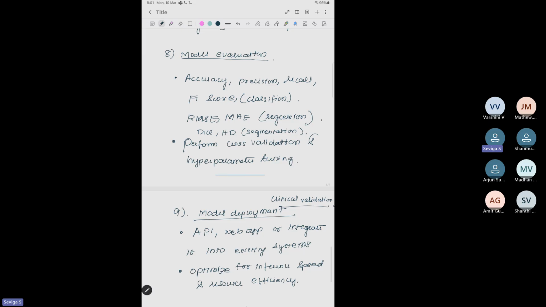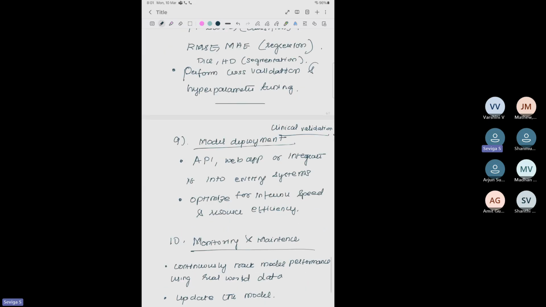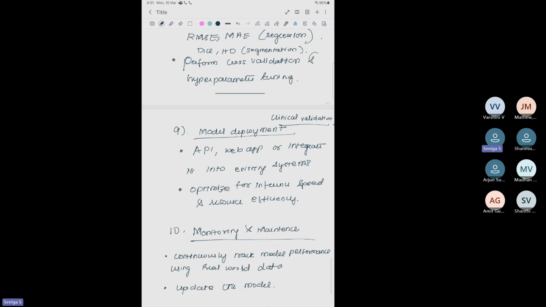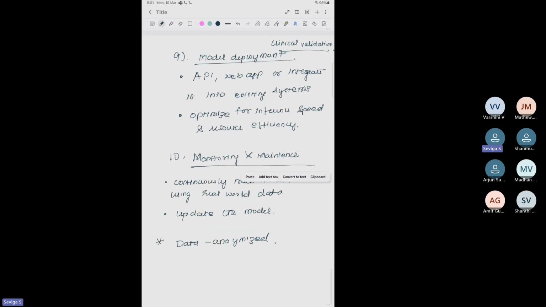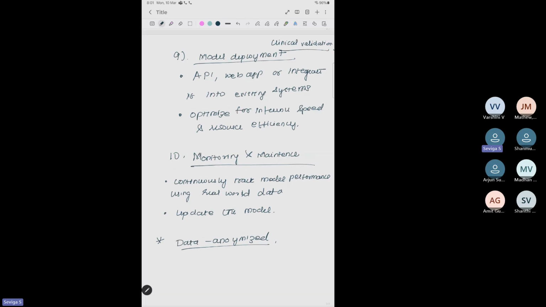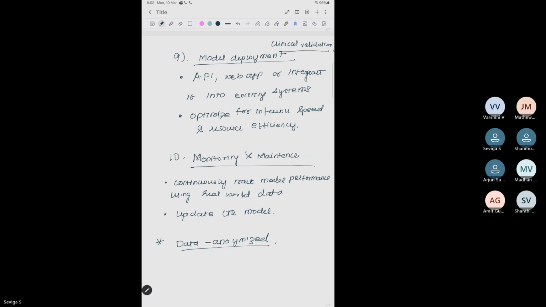Till this point, it is expected for your project, but in real-time machine learning projects, they use model deployment, and monitoring and maintenance is also used after deployment of the model. And the most important point is, if you're using your hospital data, please anonymize it and use it in your project. Is it clear?